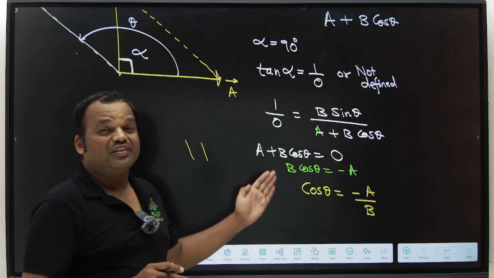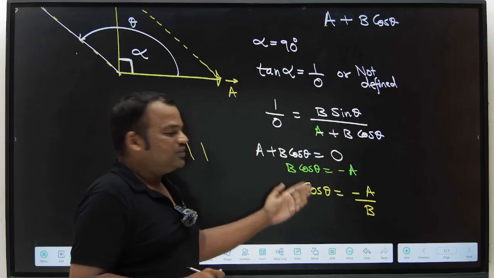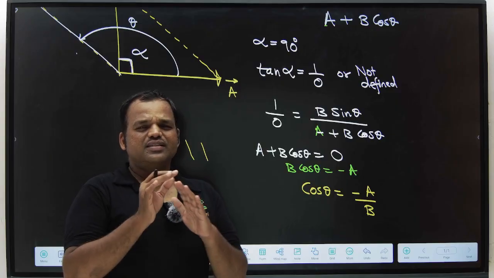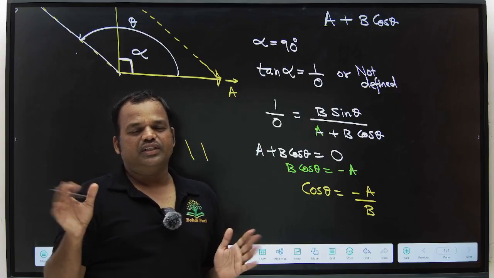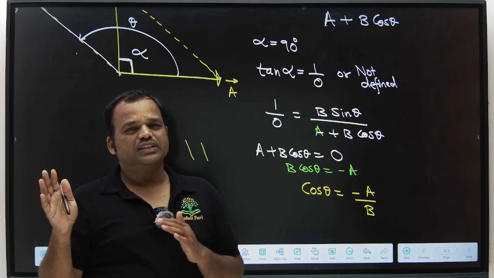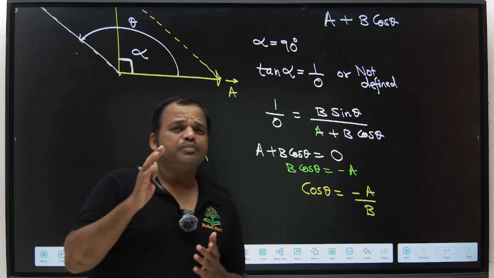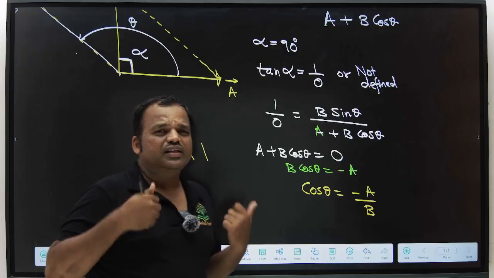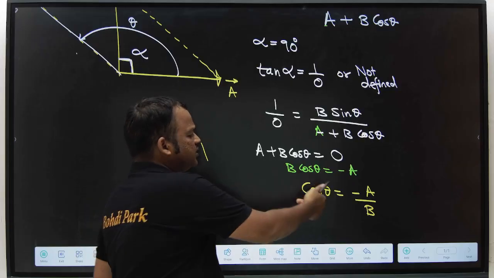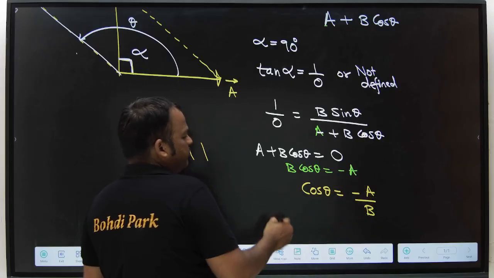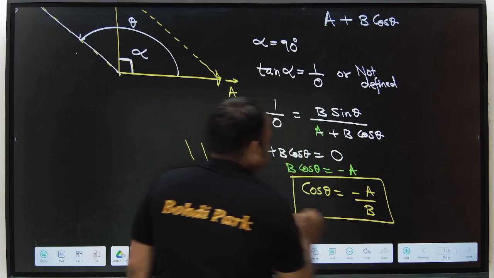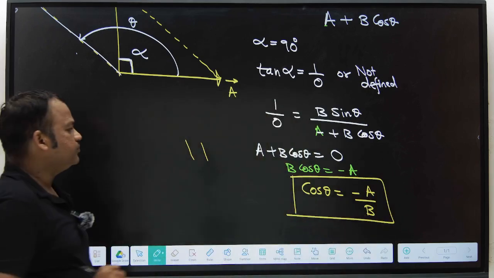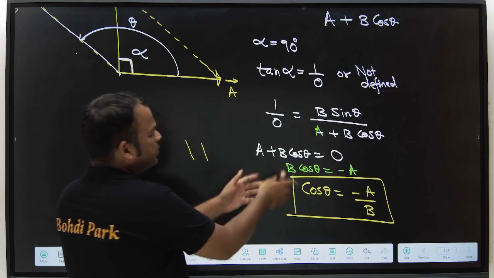So this is the short trick. So you recognize the model in the question. The question will say like this: resultant is perpendicular to one of the vectors. Immediately you have to recall that cos theta is minus a by b. Cos theta is equal to minus a by b. So this is one of the short trick.